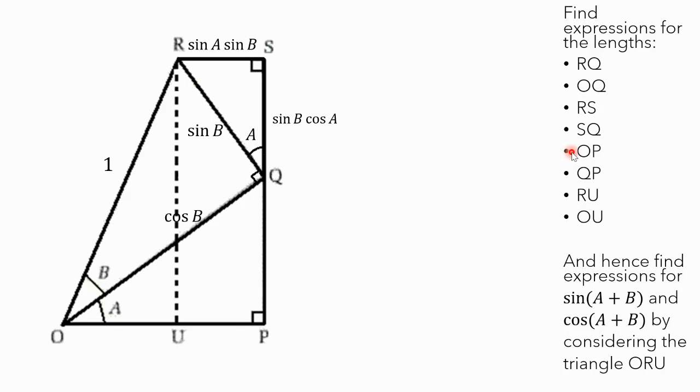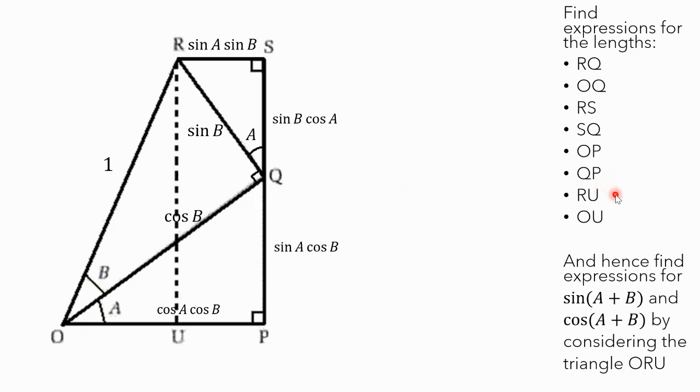Moving on to OP, that's this side at the bottom here. That's going to be the adjacent to this angle here, but the hypotenuse is cos B, so it's cos A cos B. And then lastly, we've got QP, and that's going to be the opposite, so it's sine of A times by cos of B.